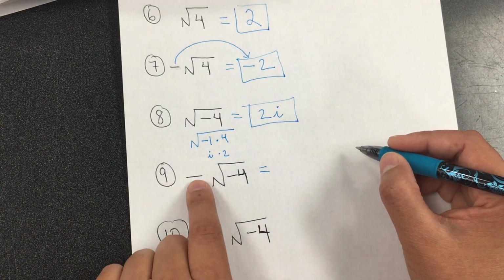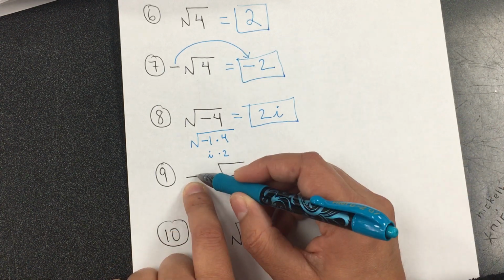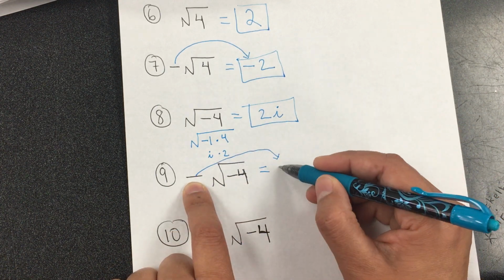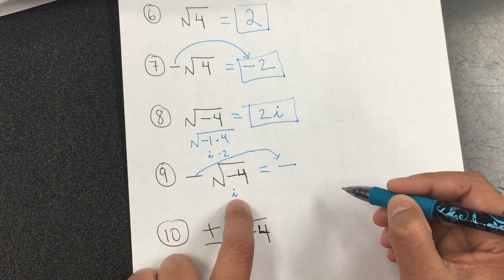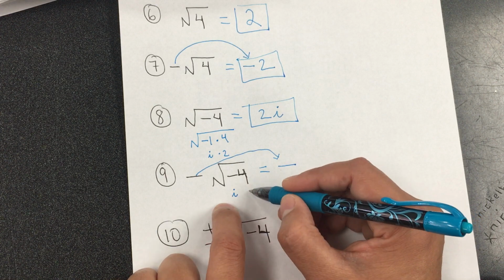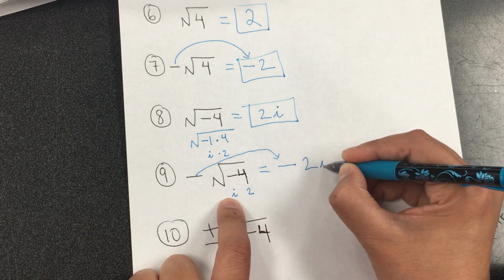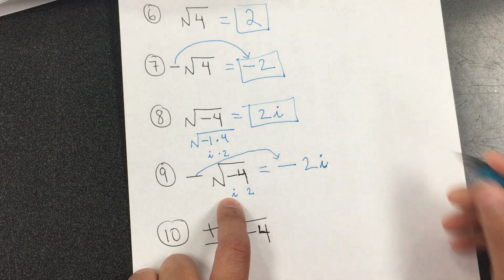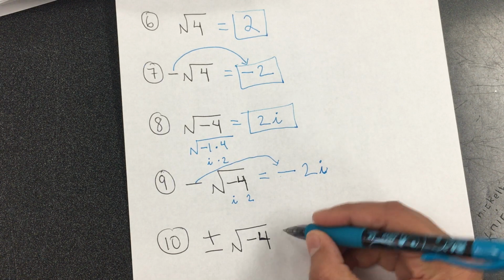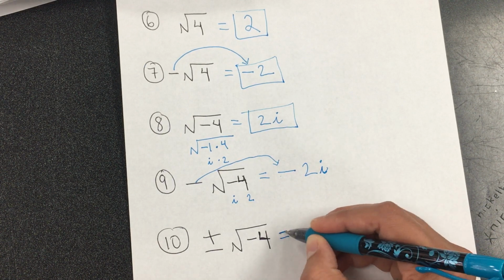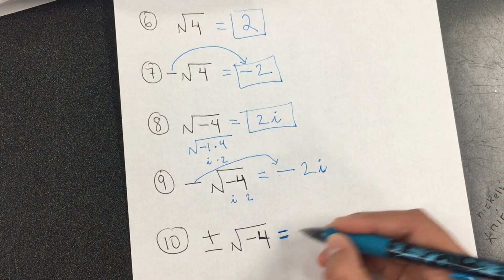Now, what happens if you have a negative outside and a negative inside? Well, the one outside, you just carry it over. The one inside becomes an i, and the square root of 4 is 2, and 2 times i is 2i. Okay? So be careful. Look at what you're doing, because that's when we might start confusing them.